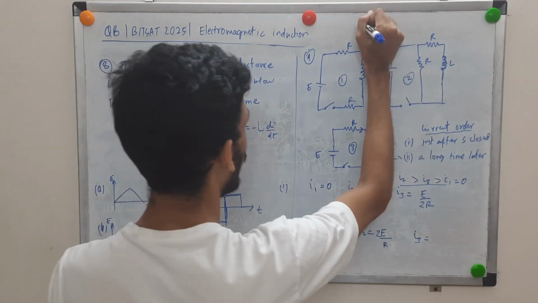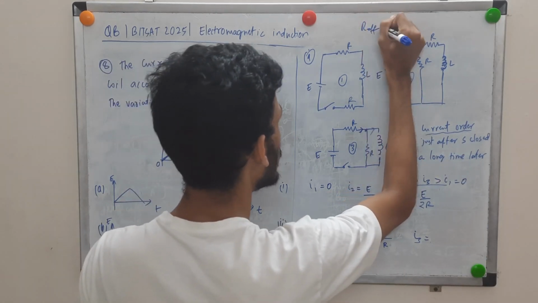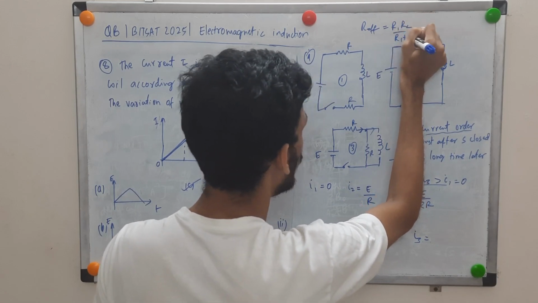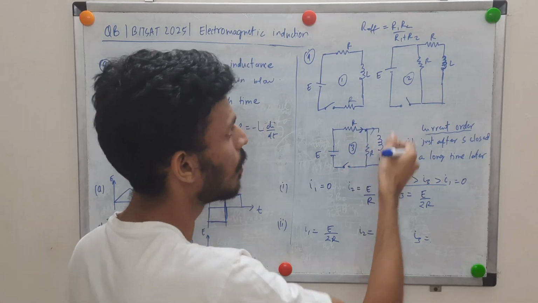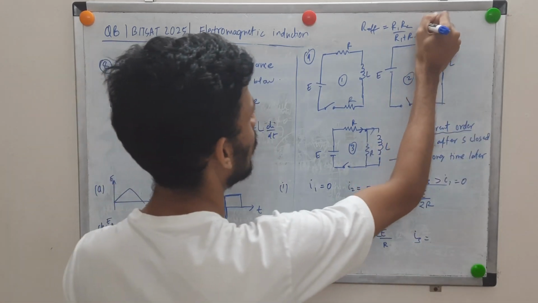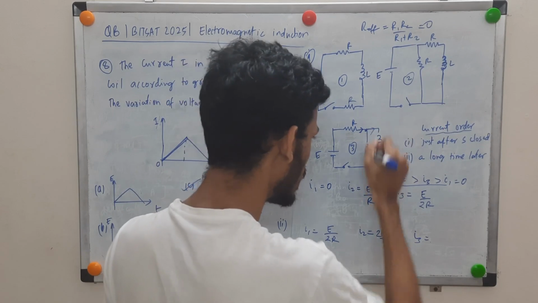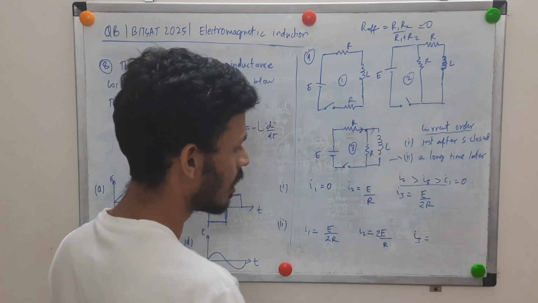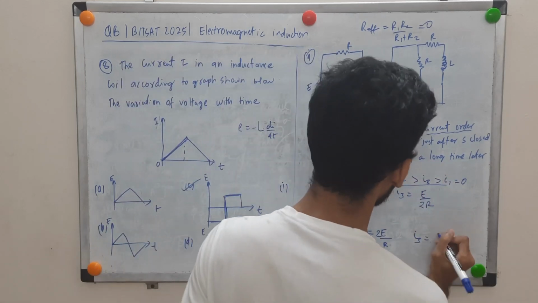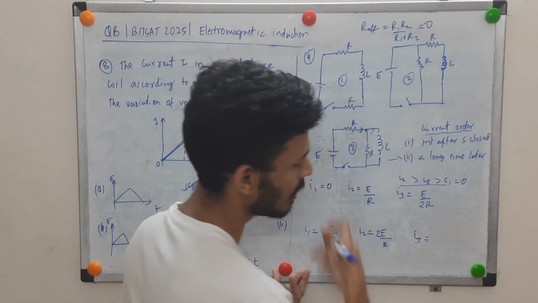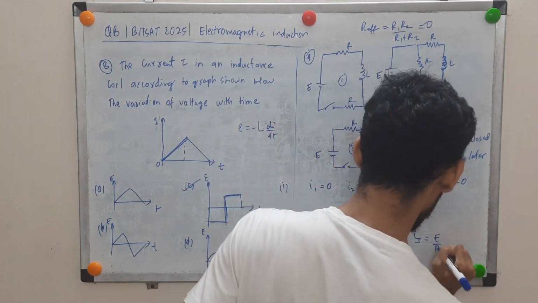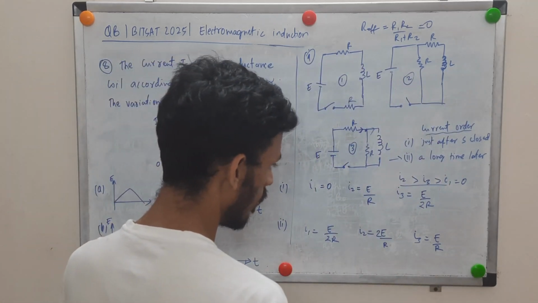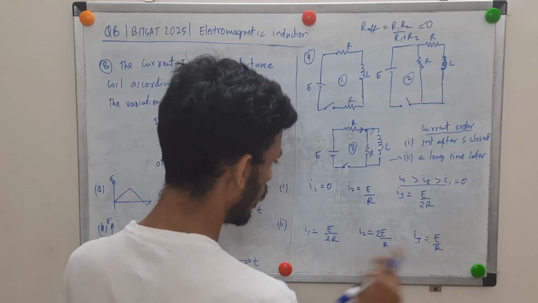Or you can use the R effective formula. What is R effective in parallel? R1 R2 upon R1 plus R2. What is R2? R1 is R, R2 is 0. So this is 0. So the effective resistance over here is 0. So basically this is a line when this coil is removed after a long time, okay? So the only resistance we have is this one. So this will be E by R. Now you can arrange them in the ratio. So you'll see that it is 2, 3, 1 again, right?